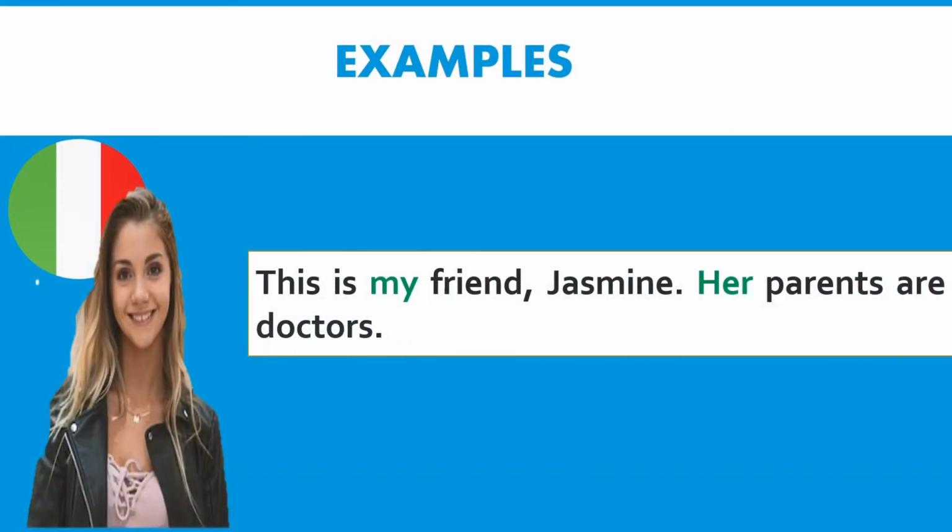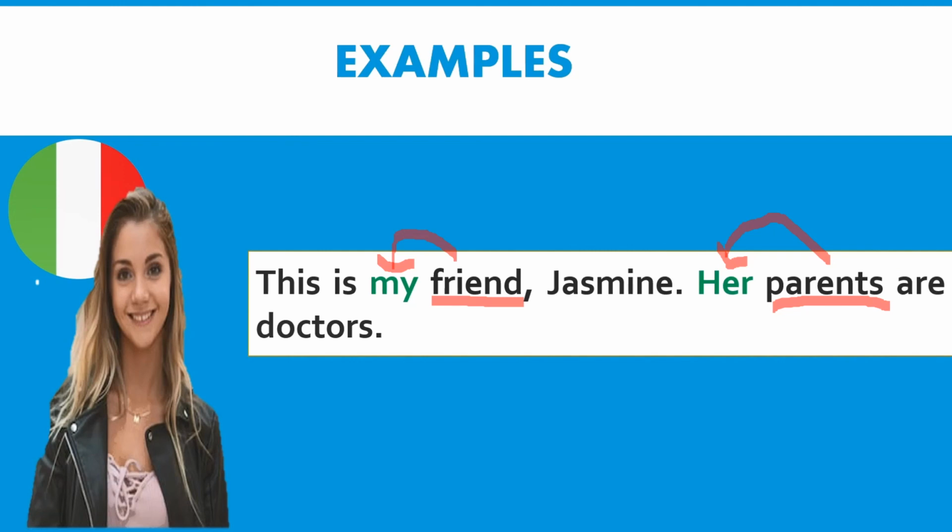Okay, for living things, this is my friend Jasmine. Her parents are doctors. So look at the possessive adjective. Where is the noun? Friend is the noun. It's a living thing. So the possessive adjective here is "my". Okay, the next one, her parents. Parents is the noun. The possessive adjective here is "her".